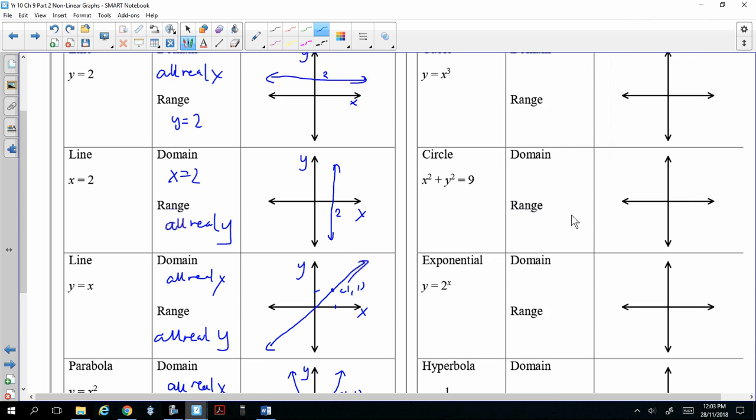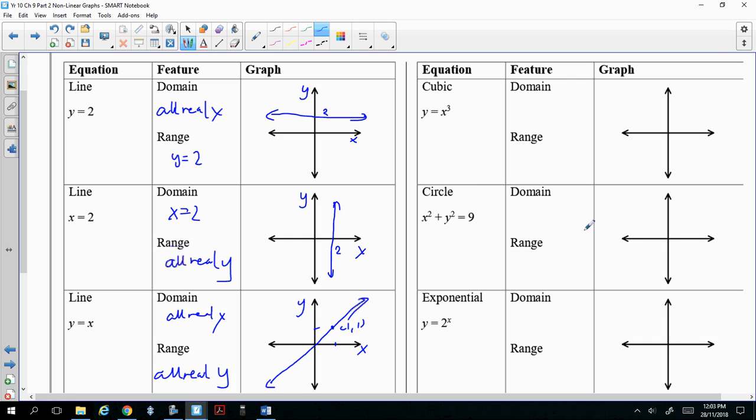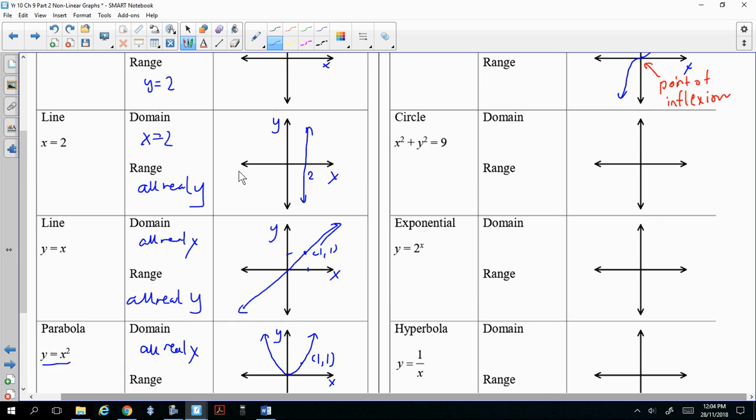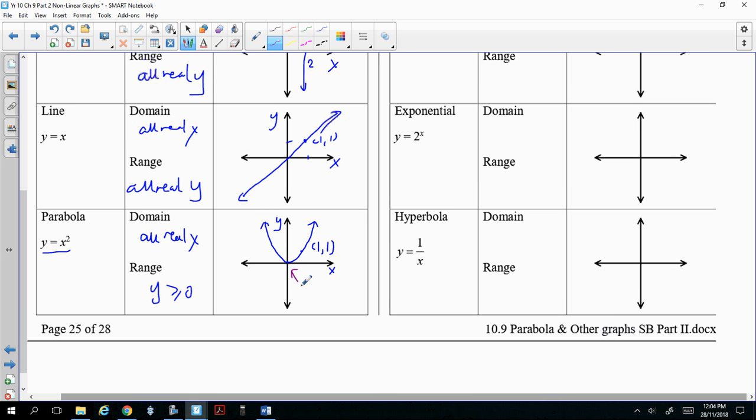Okay, next one is cubic. What does cubic look like? Cubic looks like two parabolas joined together. So you have like this, and then you have like this. Unlike the parabola, it has what we call the point of inflection. This point here is called the point of inflection, whereas a parabola has what we call the vertex. So I've labeled it there. That's a vertex.